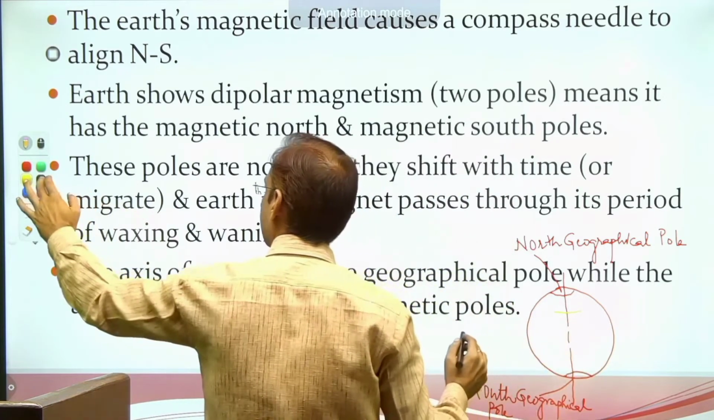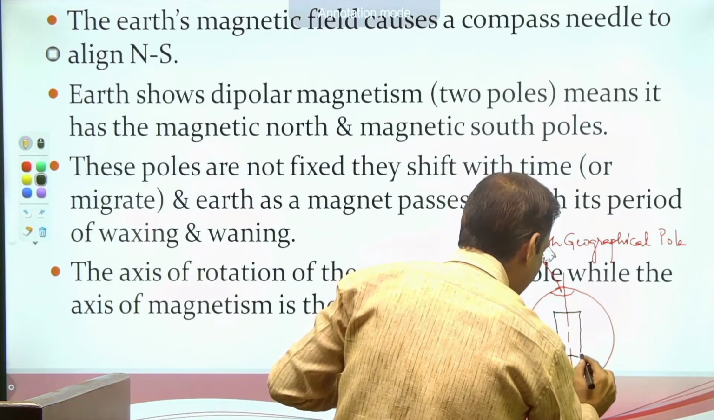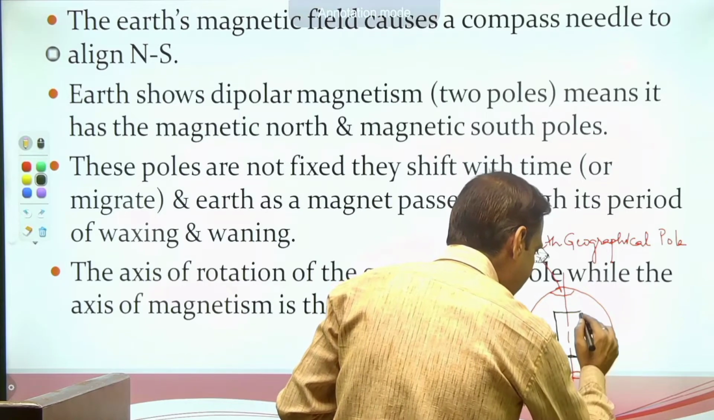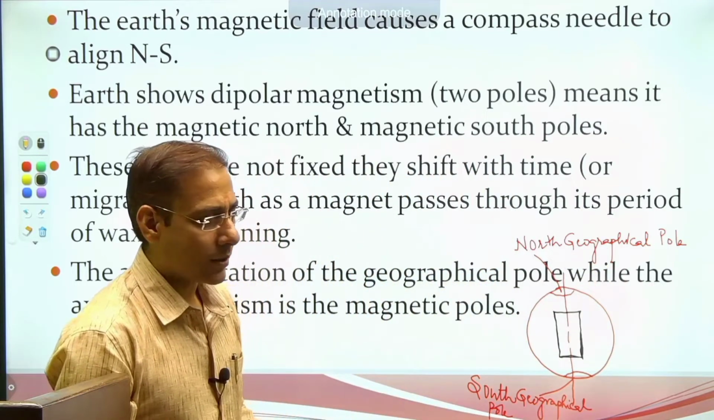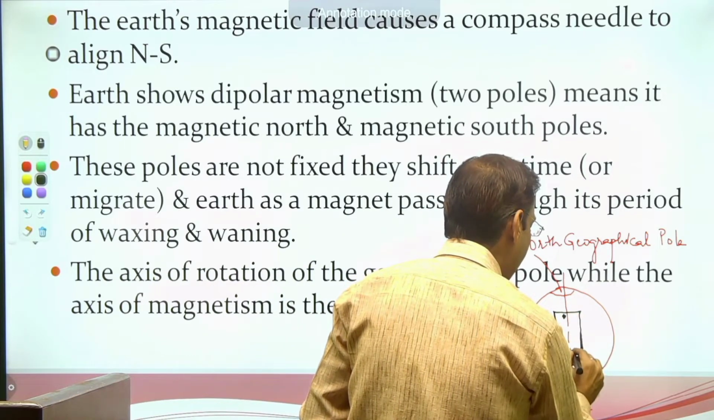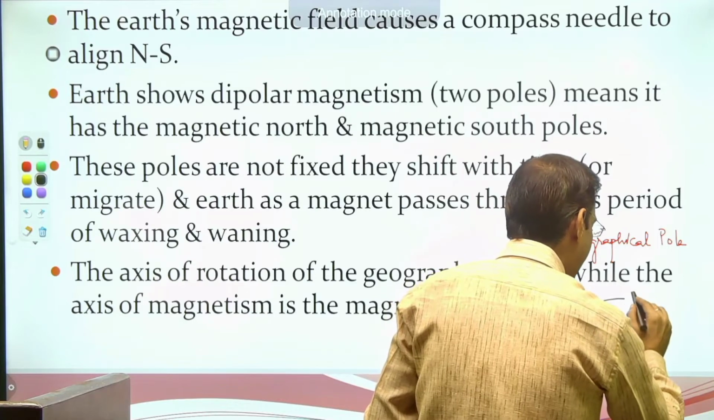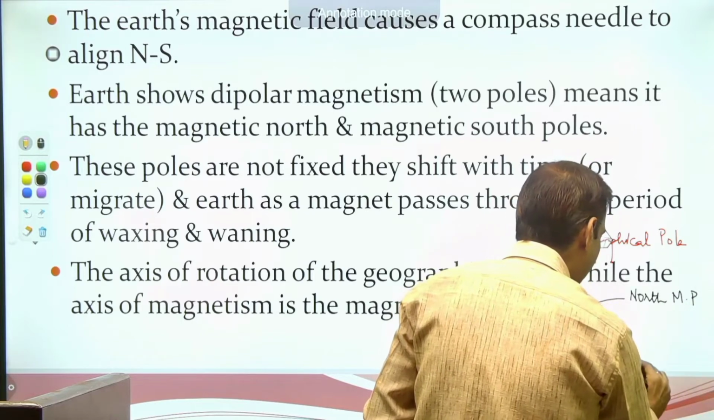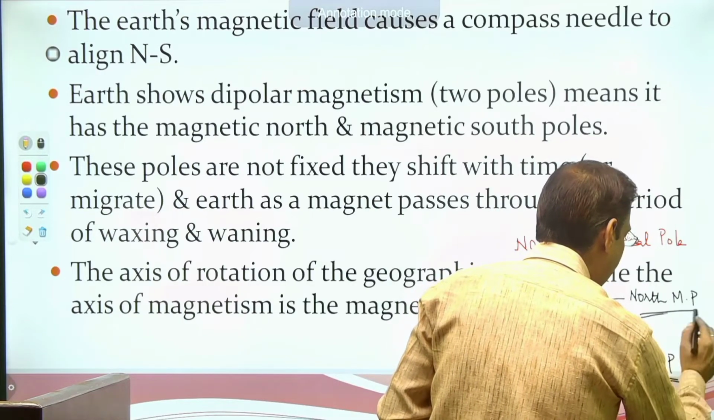How does the Earth behave like a magnet? The Earth behaves like a dipolar magnet. This magnet also has two poles, which are not similar to the geographical poles. Try to understand. The poles of the Earth's magnetism are known as magnetic poles. It is known as the north magnetic pole, and it is known as the south magnetic pole. So don't get confused between the geographical pole of the Earth and the magnetic pole.